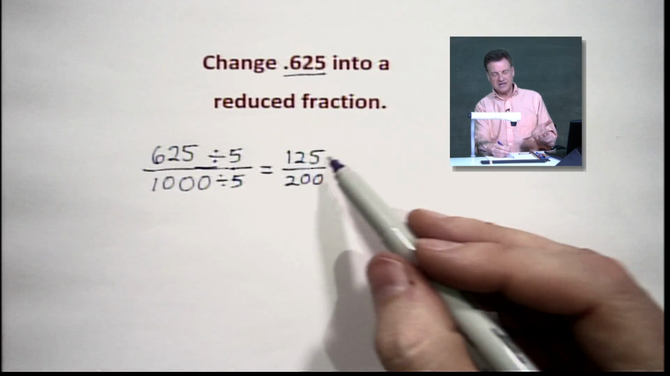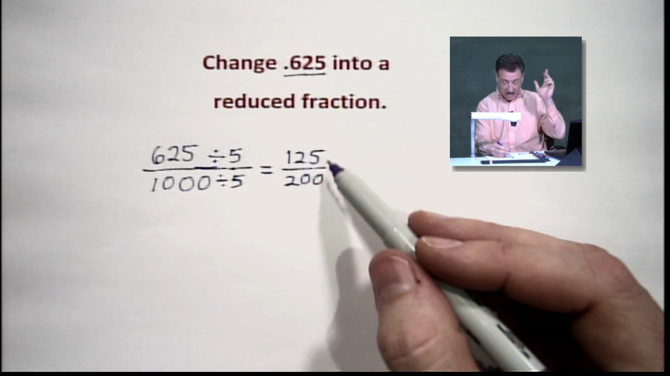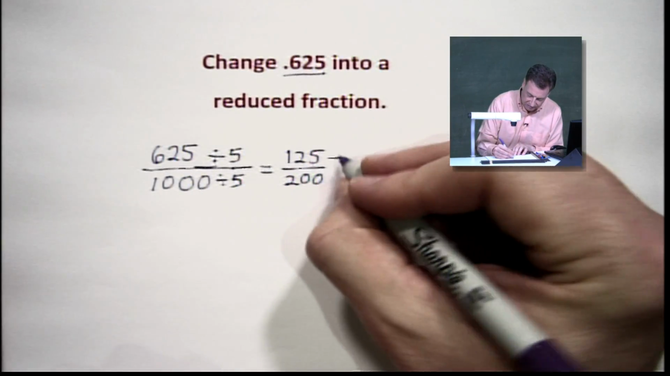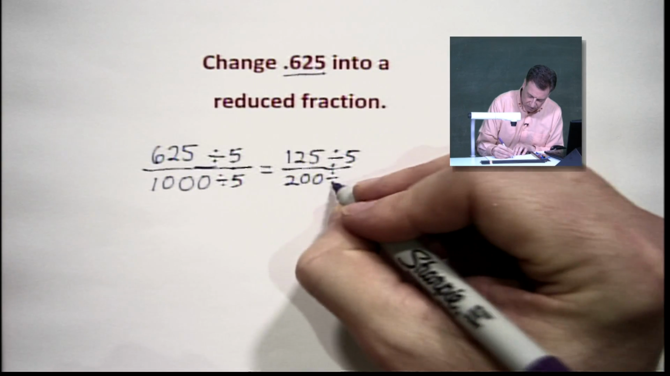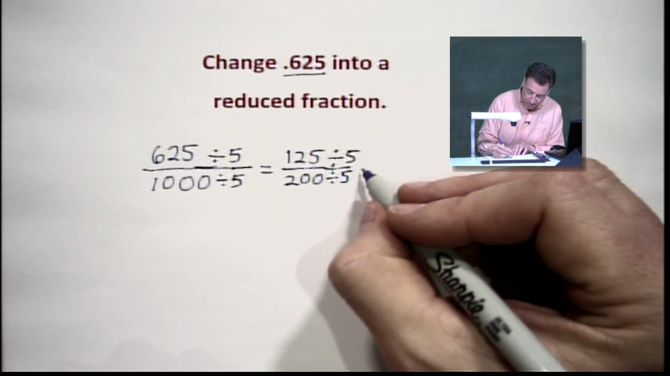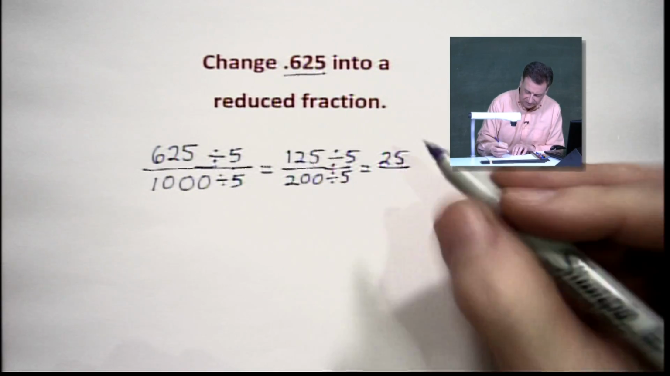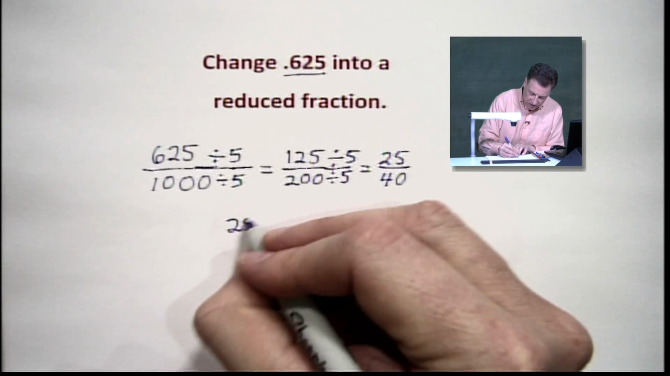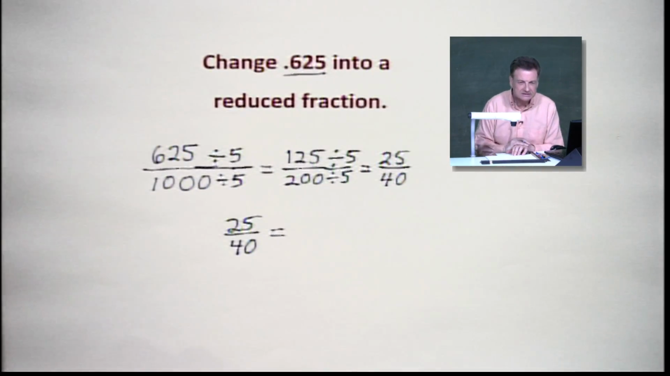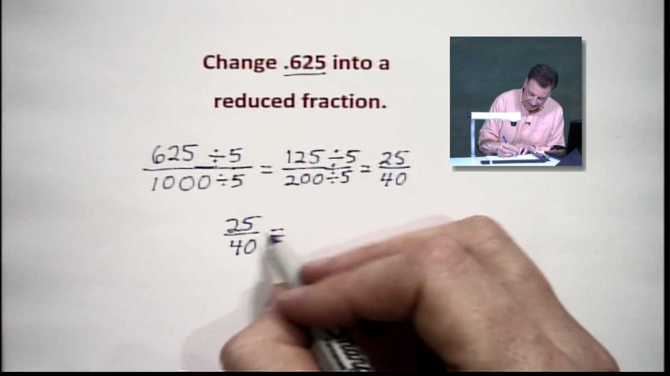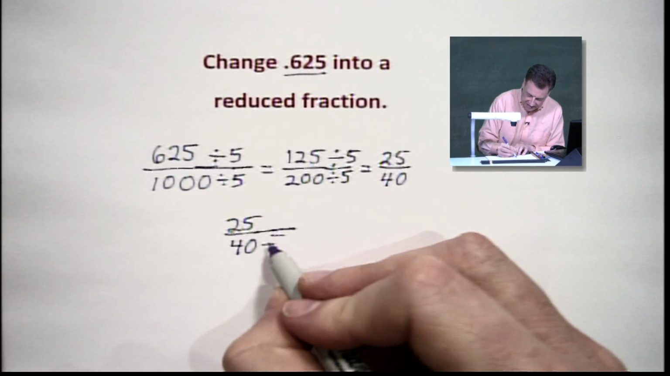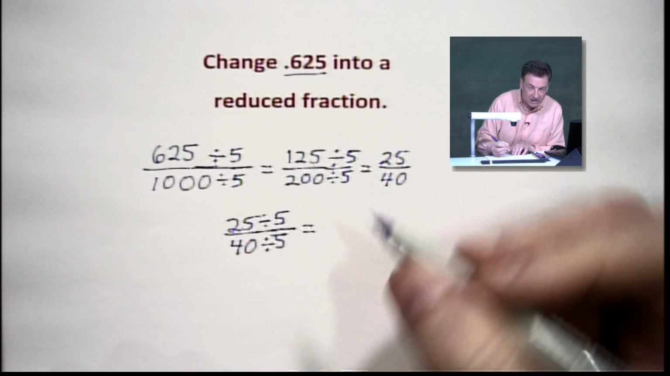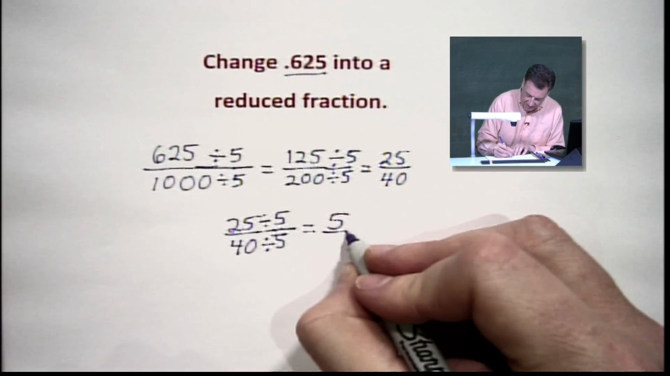Well, you know what? I notice again, everybody with me? There are 5s, and 5 will go into both of these. So let's do it again. Divide by 5. Remember, we've got to do it to both the denominator and numerator. That's going to bring us down to 25 over 40. And I see that we're going to divide by 5 again on both of these. And we are going to end up with 5/8.